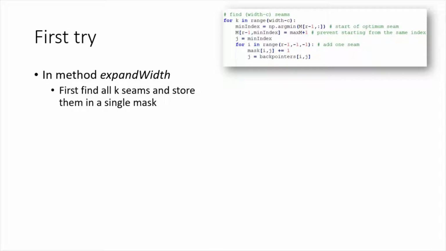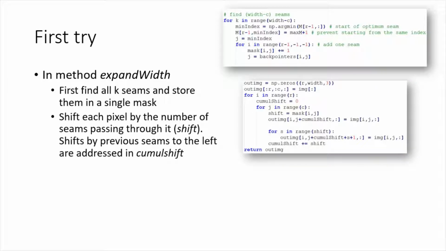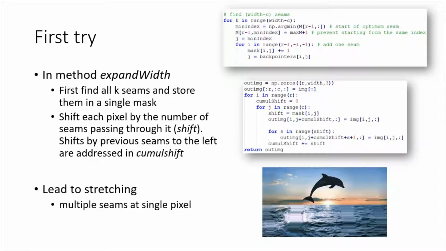In my first implementation, I found all K-seams altogether according to the 2007 paper, and stored them in a single mask. Then I shifted each pixel by the number of seams passing through it and passing before it. But this led to stretching because of crossover seams, and I shifted all of them with the same RGB value. So I read through papers and Piazza posts and found that seam crossover is the main reason for stretching.